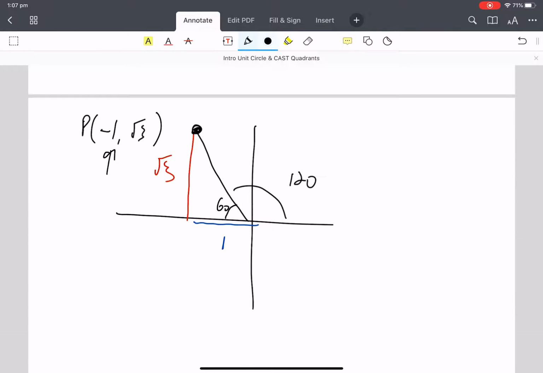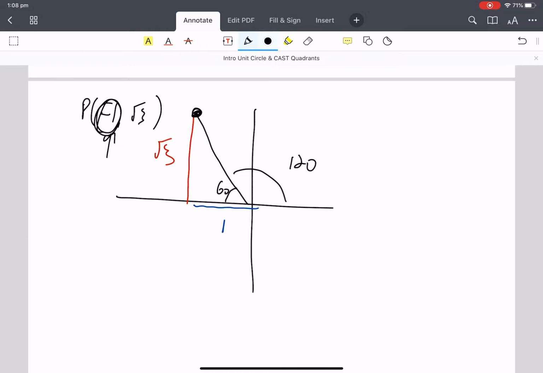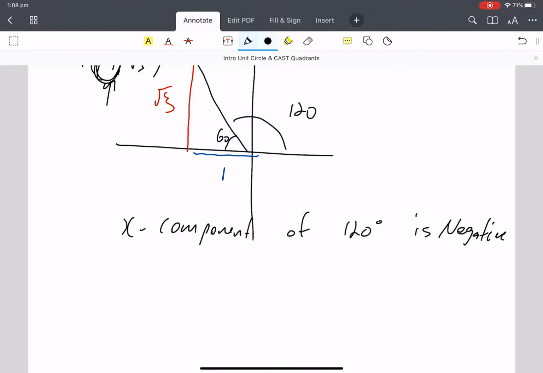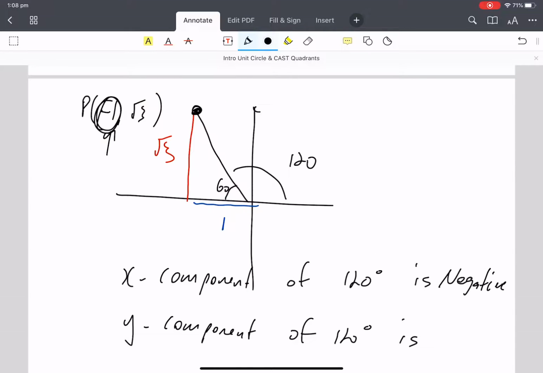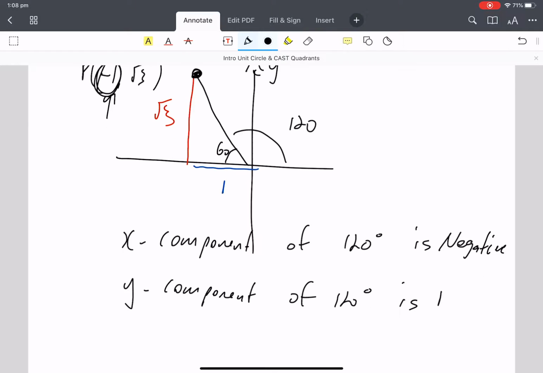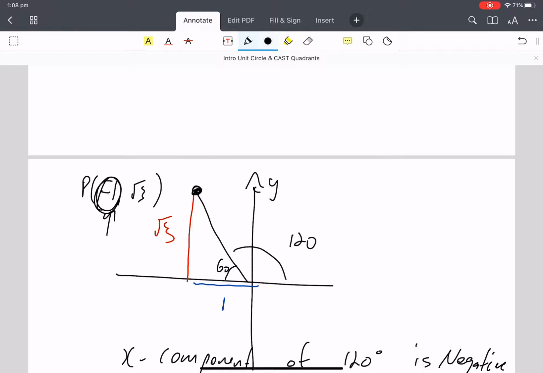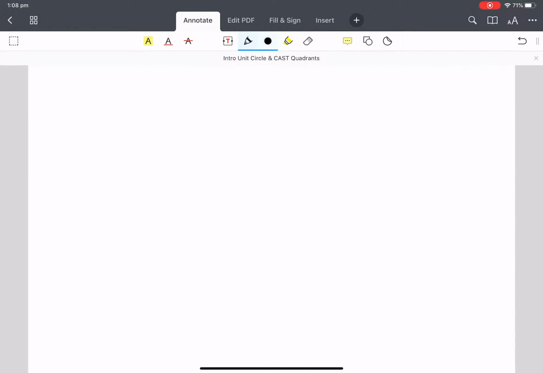What really matters is that you can recognise that the x component of 120 degrees from your terminal ray is negative. The y component of 120 degrees is, well, y is positive up there, isn't it? So that's positive. That's really all we need to do in this video, is work out what the components are and whether they're positive or negative.